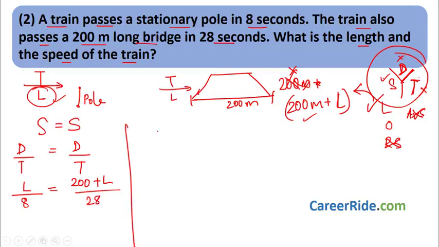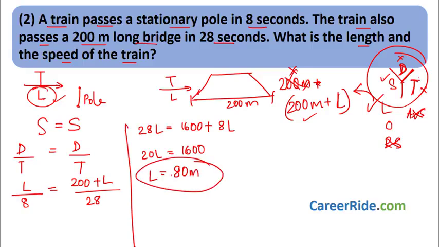Right? Let's solve it. What do we get? 28L equal to 1600 plus 8L. 20L equal to 1600, L equal to 80 meters. Right? So the length of the train is 80 meters. Then what would be the speed of the train? Put it into any of the formulas. You can put it over here also. Let's take this one. Okay.